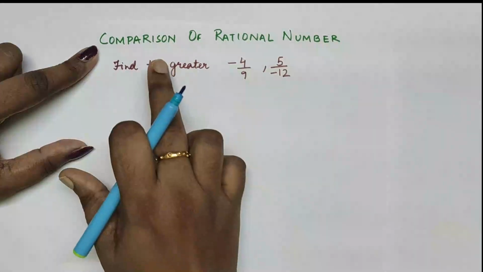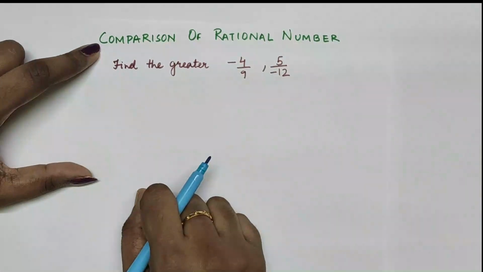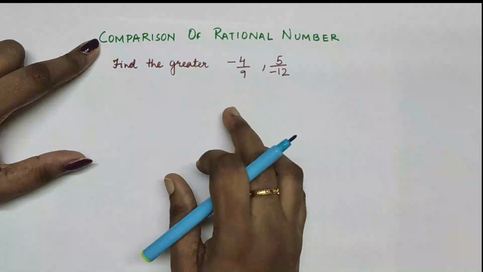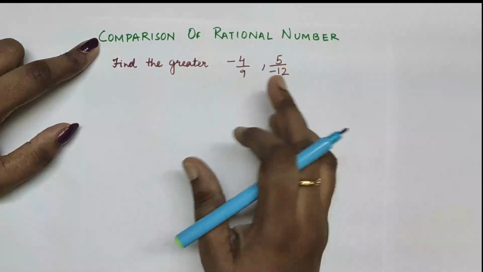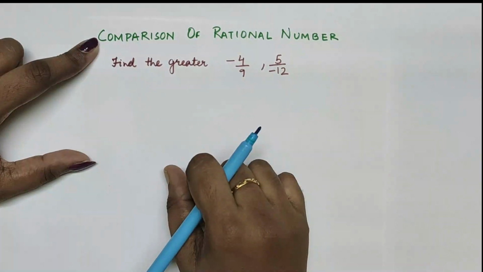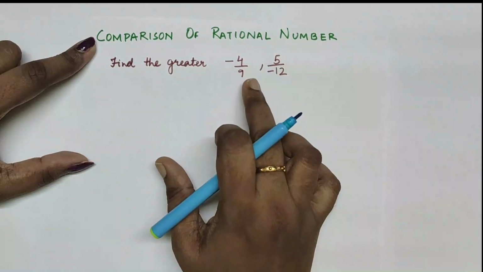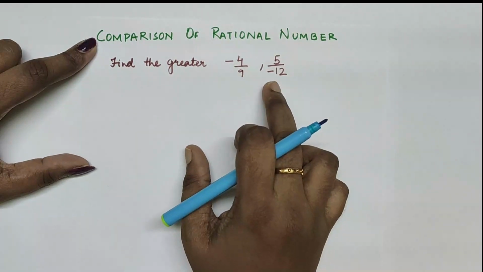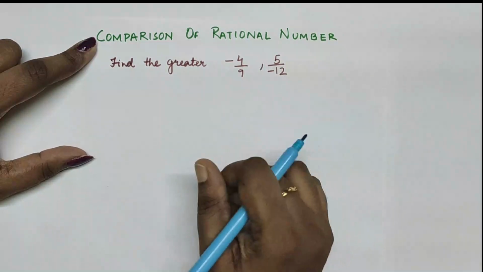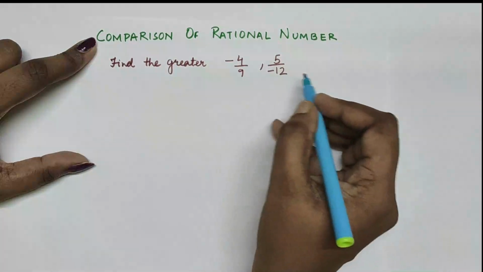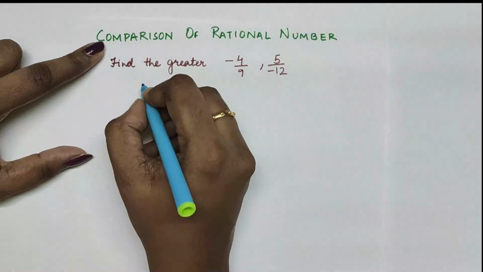Now we will learn how to compare rational numbers. For example, you have got a question which asks which is greater. You have to find out whether minus 4 by 9 is greater or 5 by minus 12. So when you see a denominator with a negative number, please first convert it into a positive number. The denominator should be positive. So how do I do it?